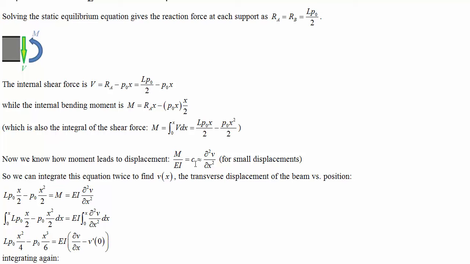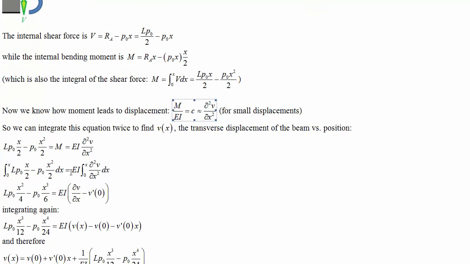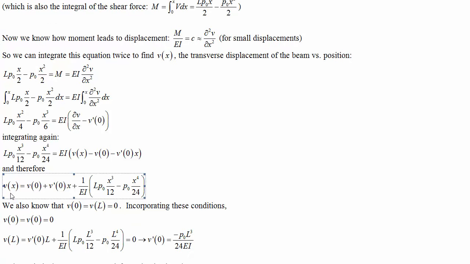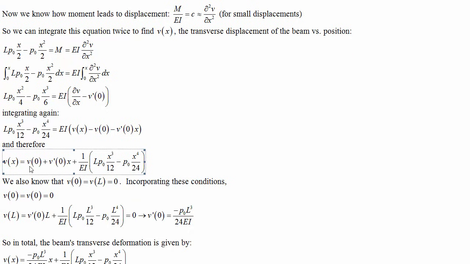Now we know how the bending moment leads to displacement from our calculations in this section. So by substituting in M is EI times the second derivative of v with respect to x squared, we can calculate what the deformation would be as a function of length. So by integrating that twice, we come up with our transverse displacement as a function of position along the beam as the transverse displacement at 0 plus its slope at 0 times x plus 1 over EI and this term.